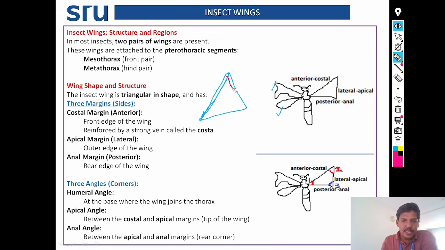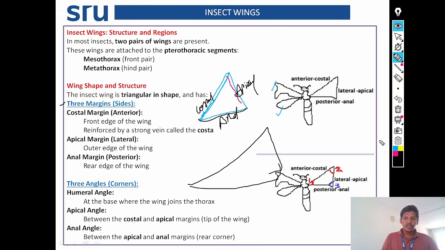Second one is the apical margin or lateral margin, the outer edge of the wing. Next one is the anal margin. The rear edge of the wing is the anal margin. Like that, in an insect wing, 3 margins are there, that is costal margin, next apical margin, next anal margin.